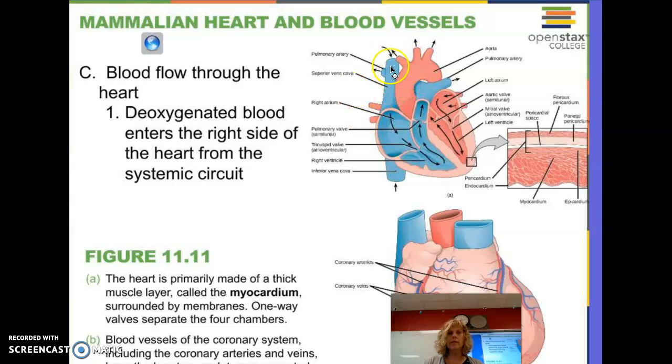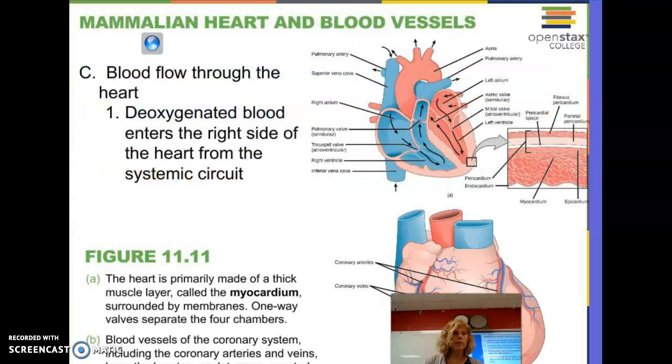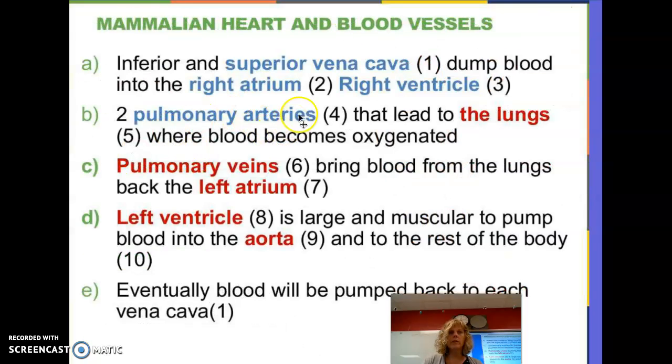So it says from the superior vena cava. You can see that right there. And then it dumps that blood into the right atrium and the right ventricle. And again, we can see atrium, ventricle, and then I said it goes out to that pulmonary circuit. So this is just telling you exactly what we already talked about.